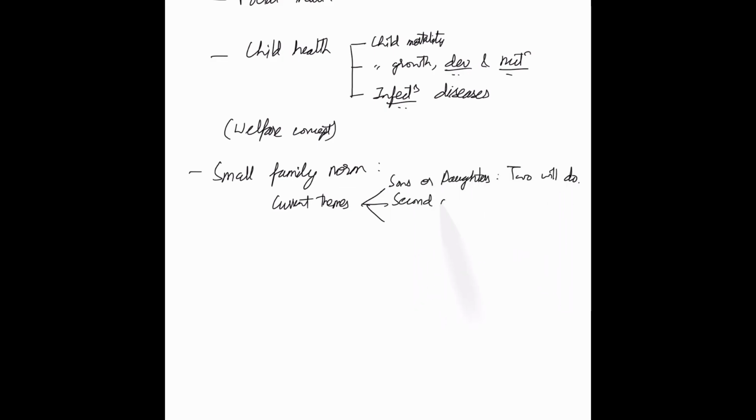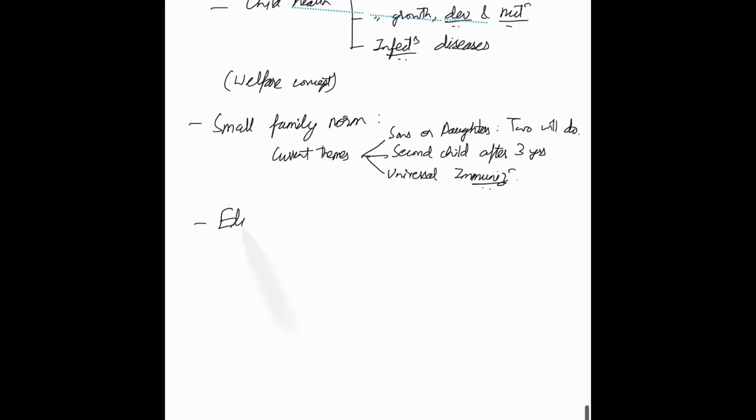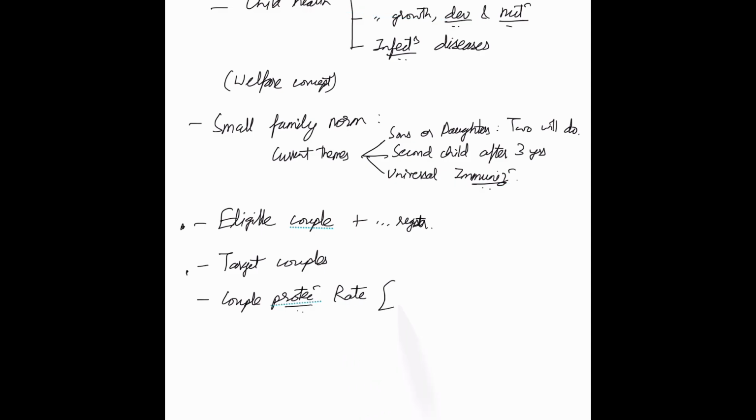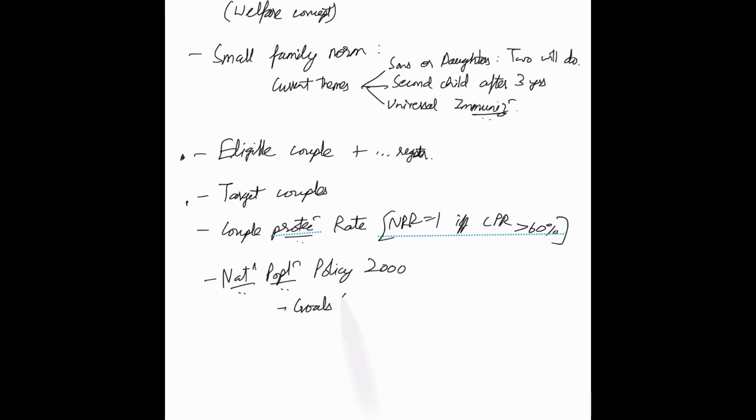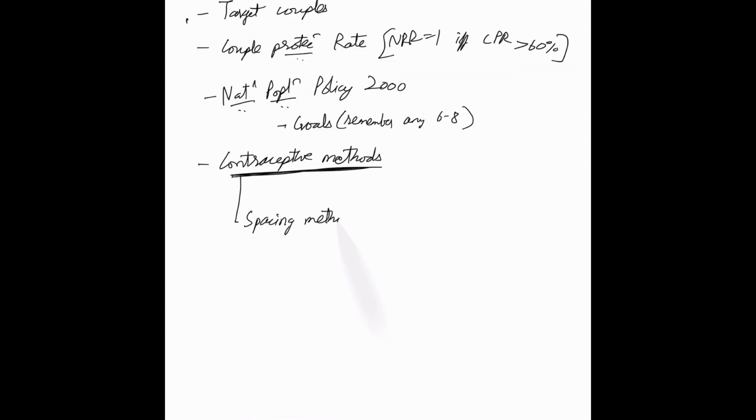And thus, after a small note on the welfare concept, we discuss the small family norm, which deals with the current themes of sons or daughters, two will do. Then second child after 3 years, and universal immunization. We then learn the definitions of eligible couple, plus the eligible couple register and target couple. And then we also see the couple protection rate, which states that NRR is considered to be equal to 1 only if the couple protection rate is more than 60%.